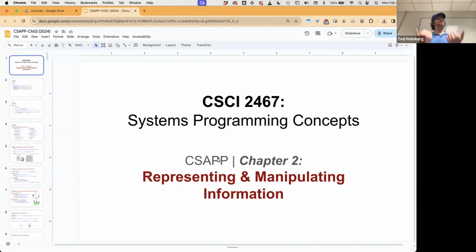And so at this point, after you get through the first lab, we can start talking about what you're going to need for the next lab, lab 1, which is typically referred to as data lab. And so lab 1 really goes into these concepts that, if we're following the book, is chapter 2, representing and manipulating information.